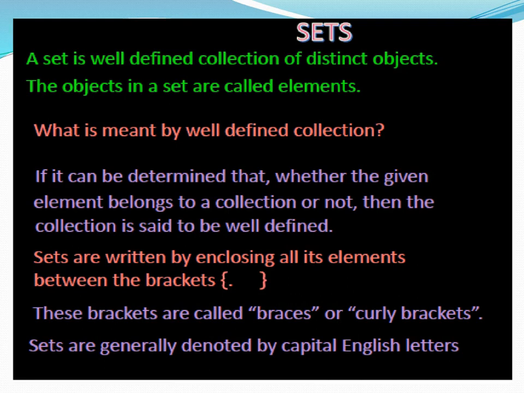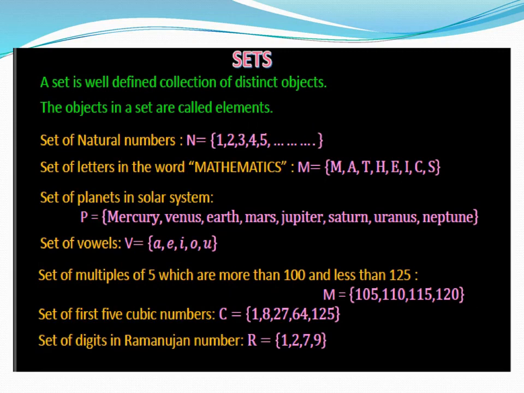Sets are written by enclosing all their elements between brackets. These brackets are called braces or curly brackets. Compulsorily, you write the elements in between these curly brackets. Sets are generally denoted by capital English letters. A set is a well defined collection of distinct objects. The objects in a set are called elements.